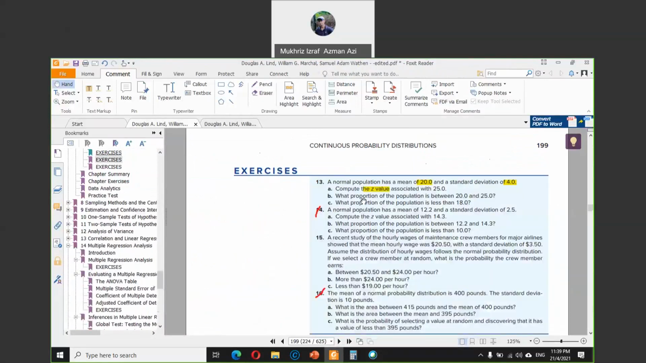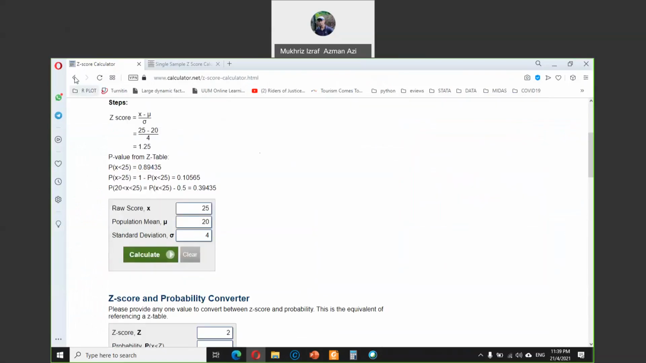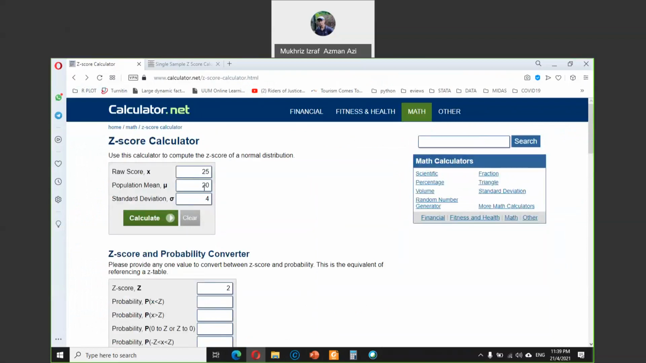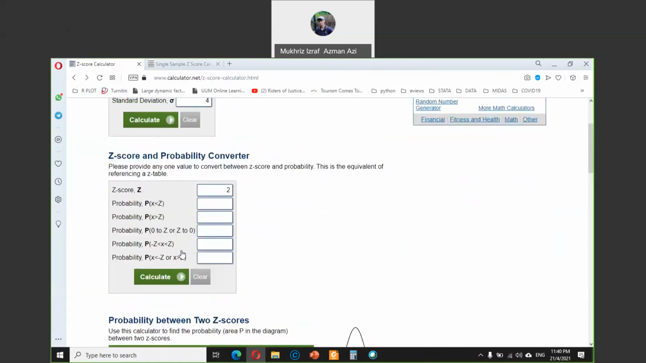What is the question? What is the proportion or the probability between 20 and 25? Bear in mind, both of these are x values, not Z values. If you want to use the calculator, for example this one, between 2 Z values, you need to get the Z value first before you can key in. If you directly key in the value of x, you will get a wrong answer, of course.